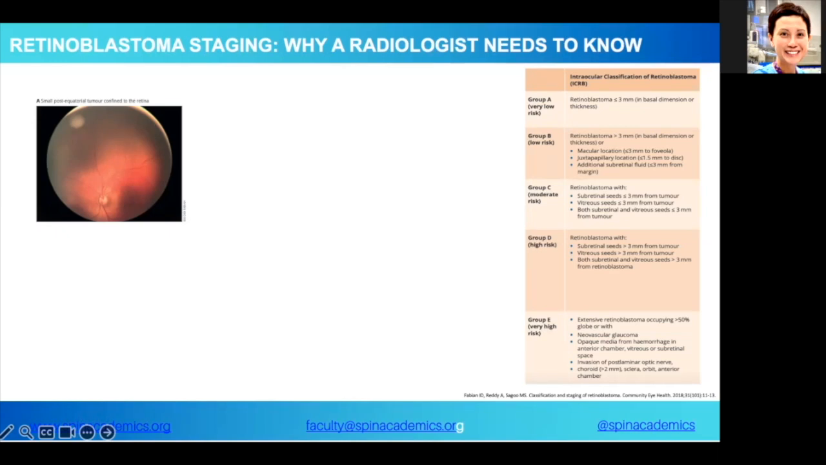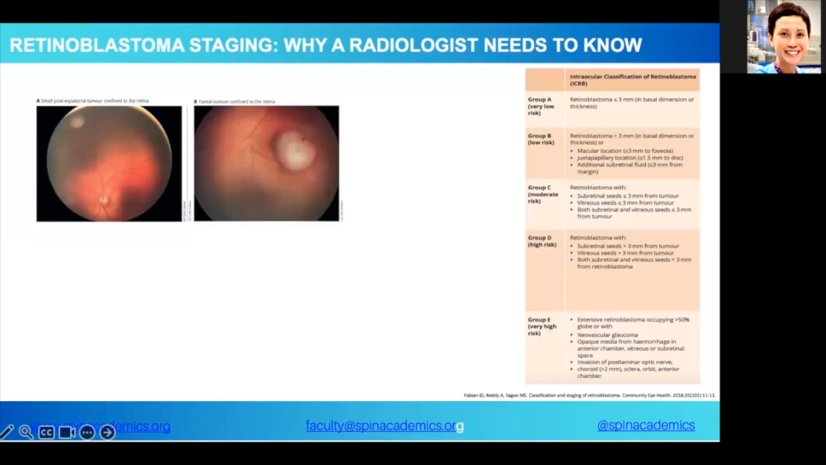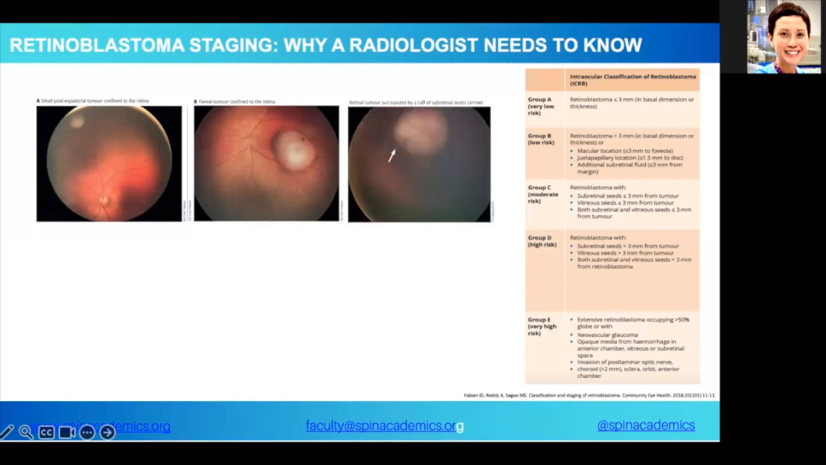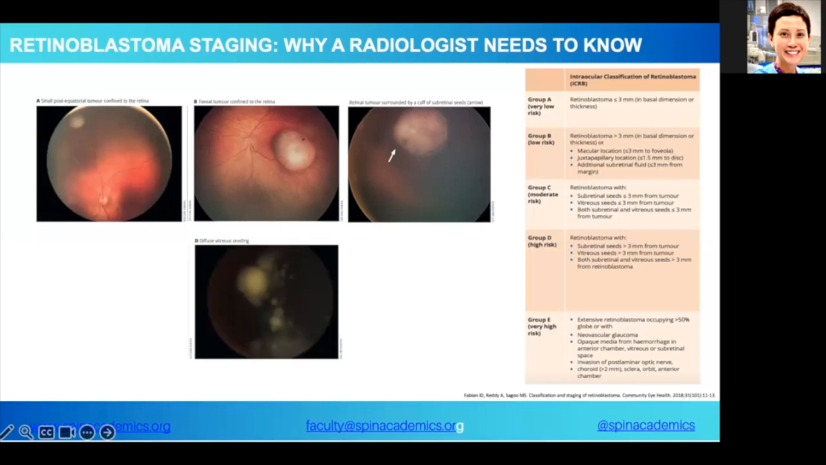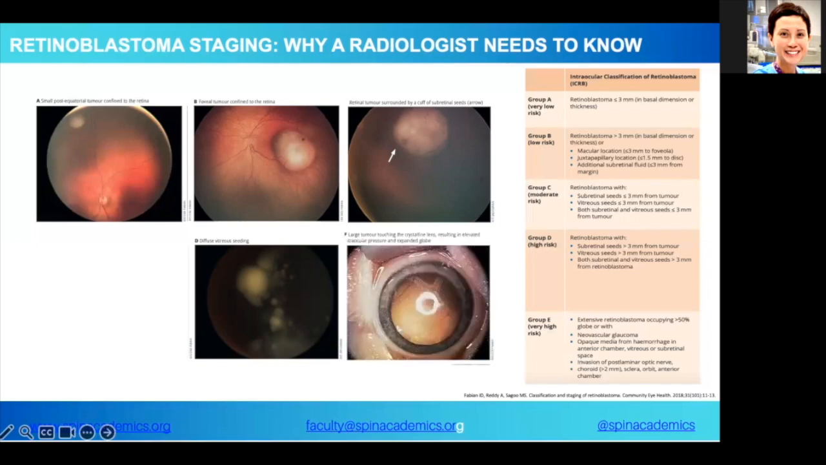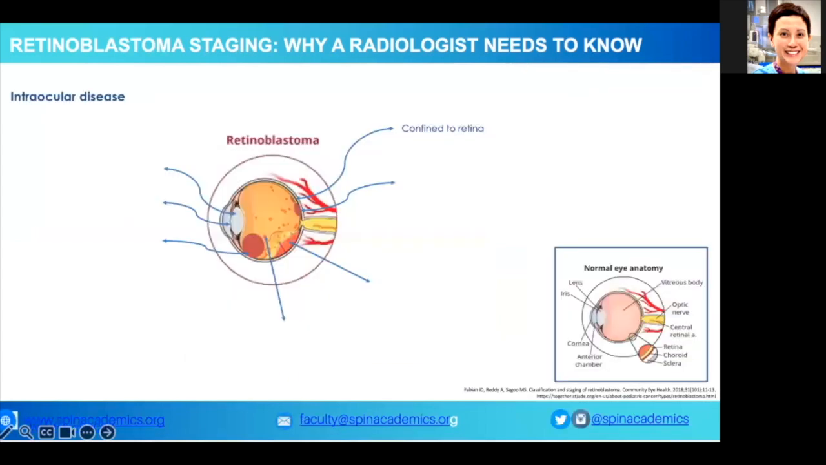On color fundus photography, here is a group A tumor, which is a small post-equatorial tumor confined to the retina. This is a group B tumor, which is a foveal tumor confined to the retina. In this group C tumor, it's a retinal tumor surrounded by a cuff of retinal seeds, as indicated by the arrow. And here's a group D tumor, which shows diffuse vitreous seeding. And this group E tumor is a large tumor touching the crystalline lens, resulting in elevated intraocular pressure and an expanded globe.